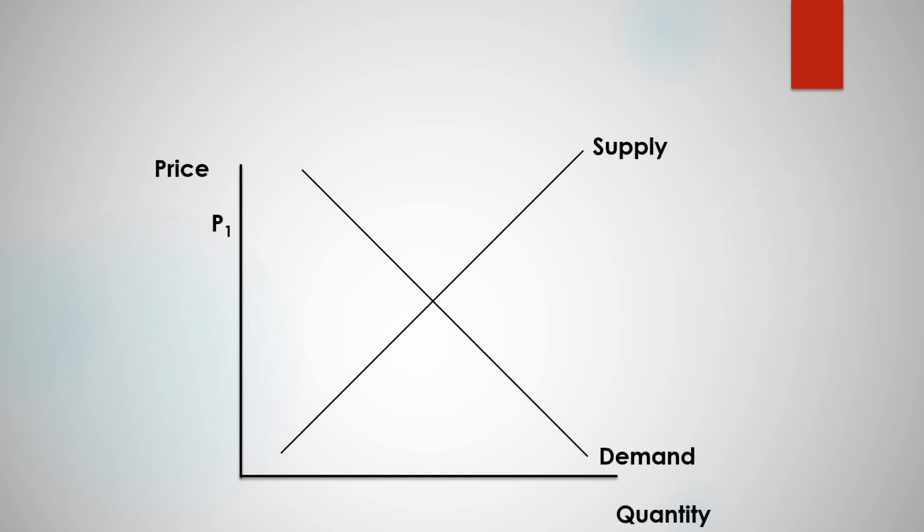So now let's say in response to a surplus, producers reduce their price from P1 down to P2. Now, as can be seen here, when the price is lowered this much, there are more units that are demanded than are supplied. When this happens, consumers want to buy more than producers are willing to sell, which is called a shortage.